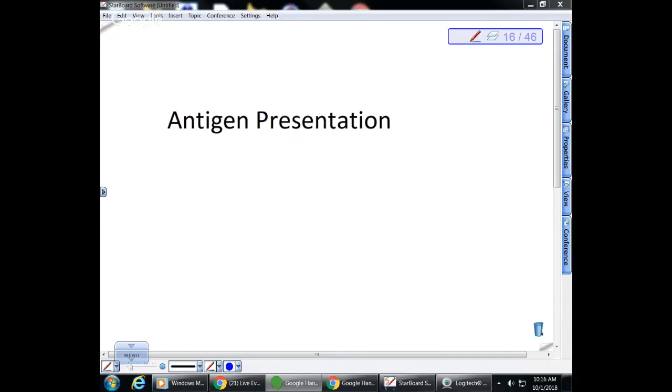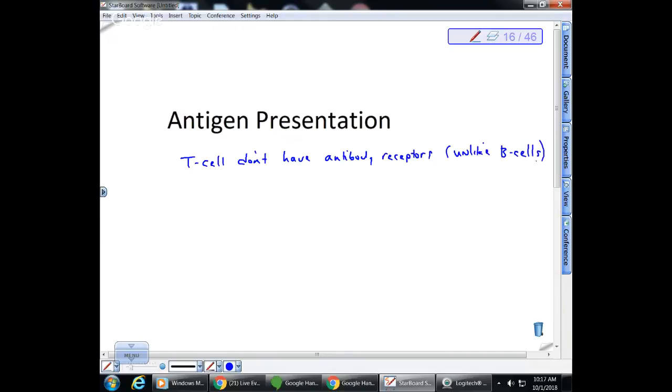Okay, so one of the interesting things about our T cells is that they actually cannot, on their own, respond to foreign pathogens. They actually have to be presented. So this idea is that T cells do not have antibody receptors, unlike B cells. The B cells can detect if there's a foreign antigen present, but the T cells cannot on their own.